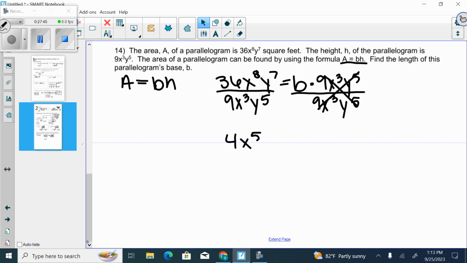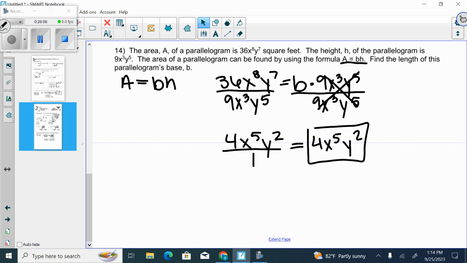Then for my y's, what am I going to do with my exponents? Subtract again. What do we get? 2. And where does it go? Top. So was there anything left in the bottom? No. You can put a 1 there if you want, but you don't have to have it, right? It's the same thing without it. Good. Good job, guys. So if we're multiplying, we add the exponents. If we're dividing, we subtract the exponents.